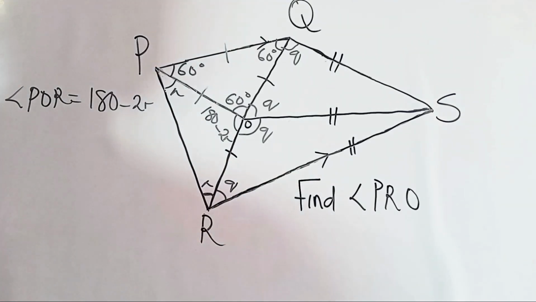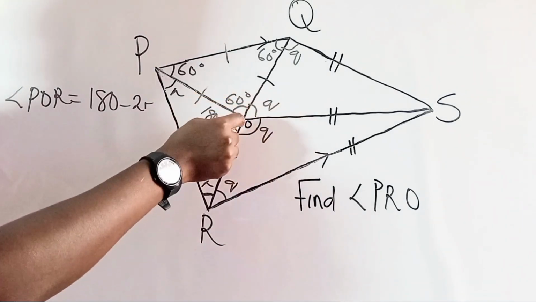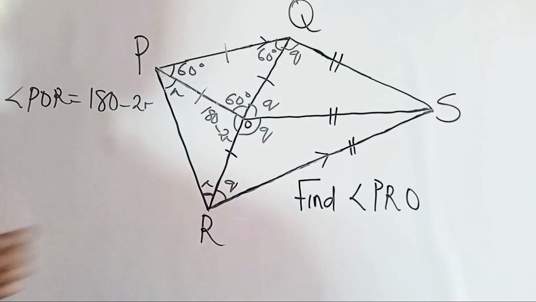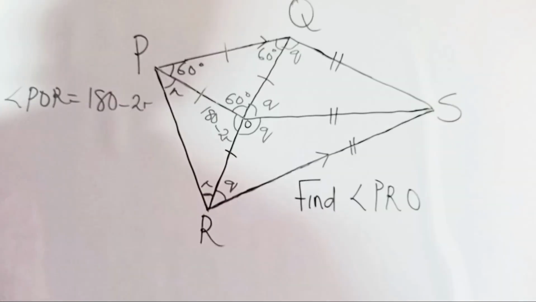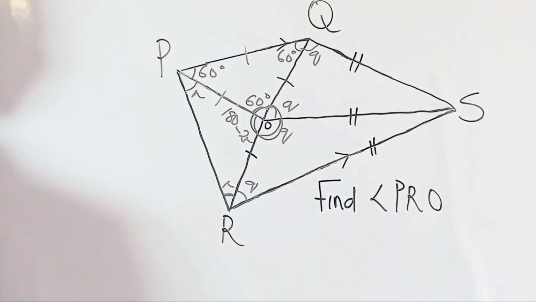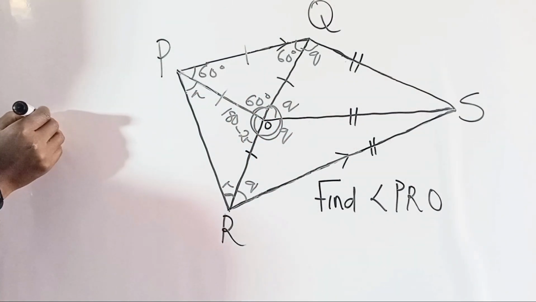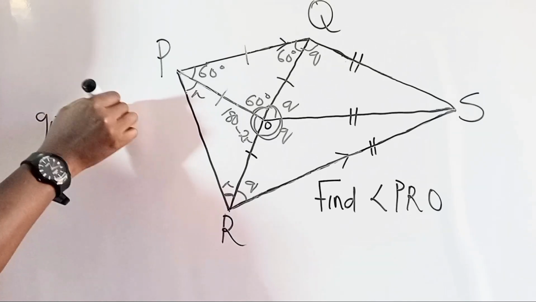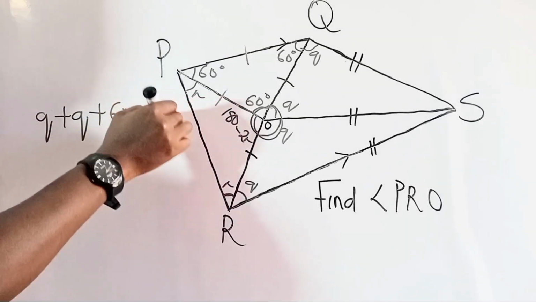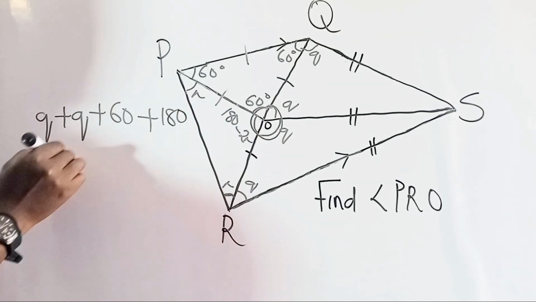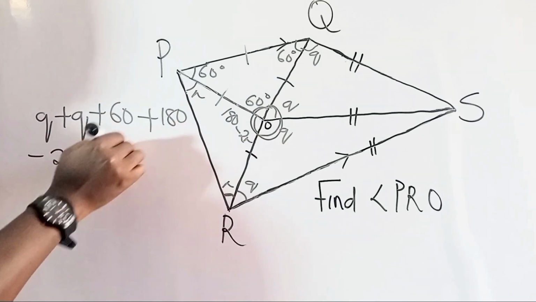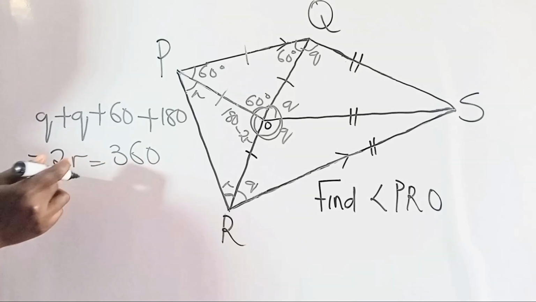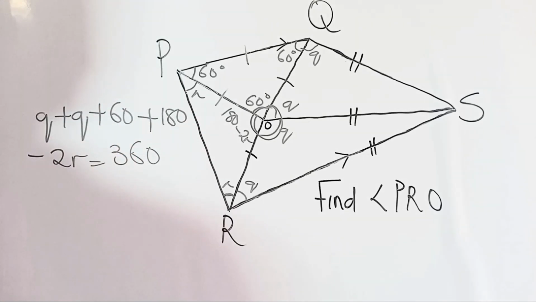Okay, now you can see that the angles at center O are all marked. Now we can use it to find one of these marked angles. Let's add up the angles at a point. So we have Q plus Q plus 60 plus 180 minus 2R equals 360 degrees. I'm sure you understand how I got this, because angles at a point sum up to 360.